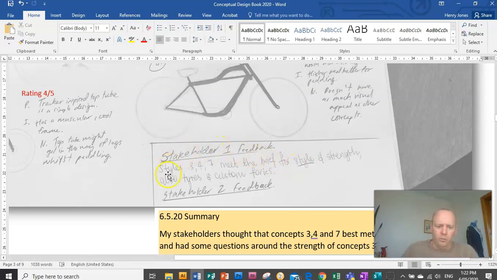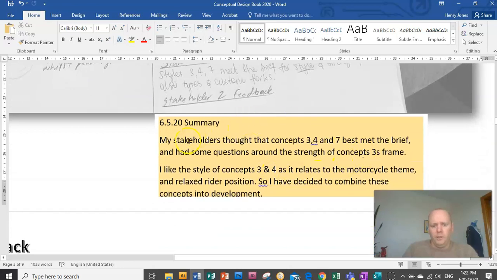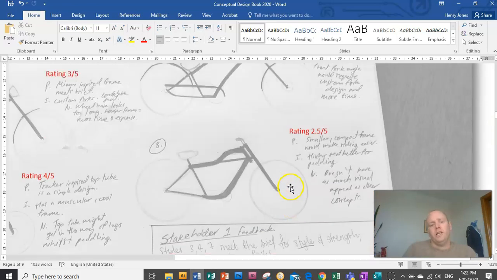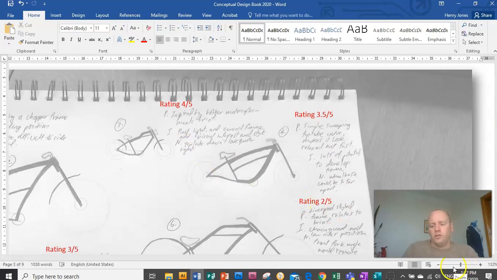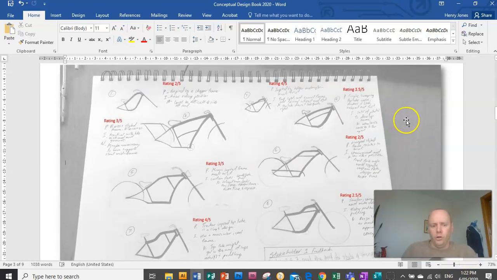So you can see my first stakeholder said she thinks 3, 4, and 7 meet the brief for style and strength, and she also thinks the tires and custom forks work well for the brief. So I've said as a summary exactly what my stakeholders said, and that I'm going to combine concepts 3 and 4 because it relates to my motorcycle theme. It's got a relaxed road position, so I'm going to combine those two concepts into a developed idea, which is the next stage.